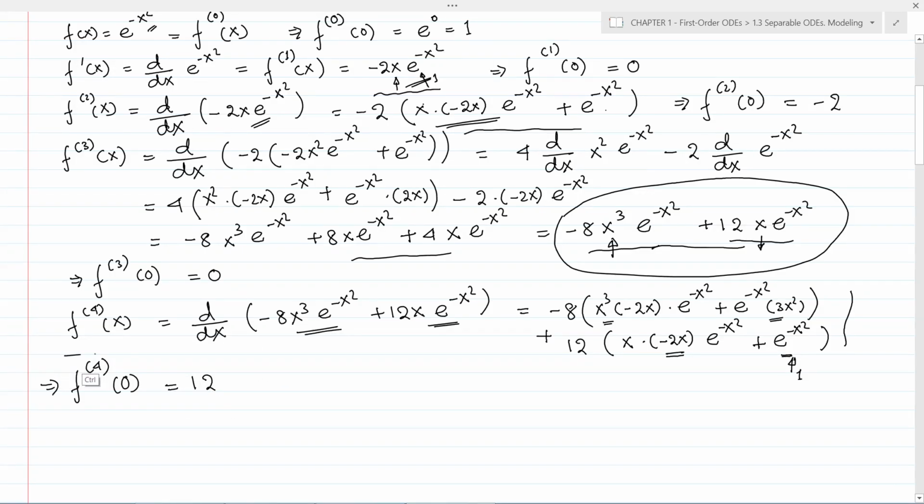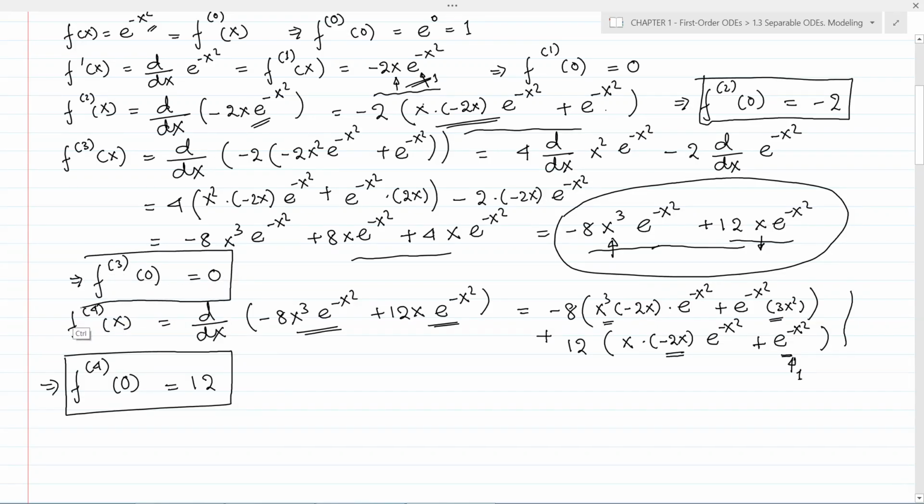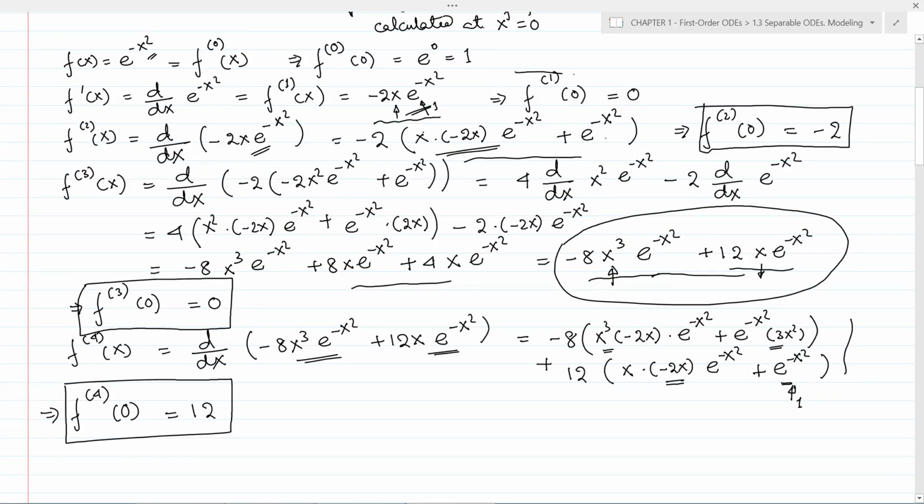Now we have the 5 values: f4 of 0 equal to 12, f2 of 0 equal to minus 2, f3 of 0 equal to 0, f1 of 0 equal to 0, and f0 of 0 equal to 1.